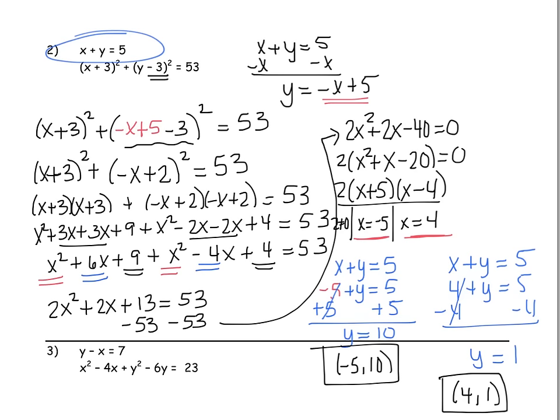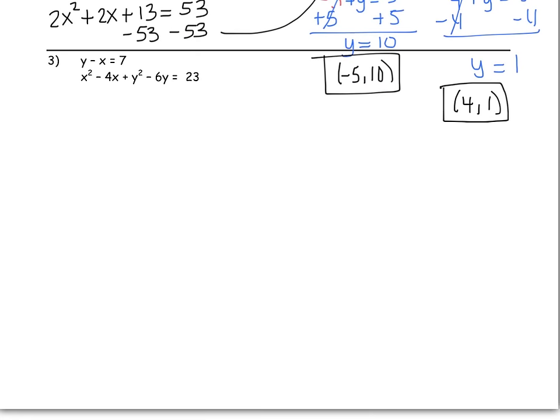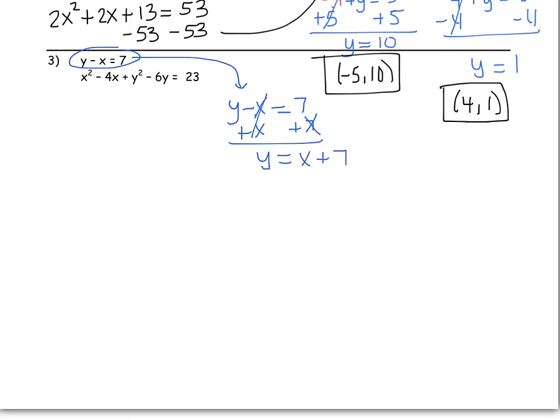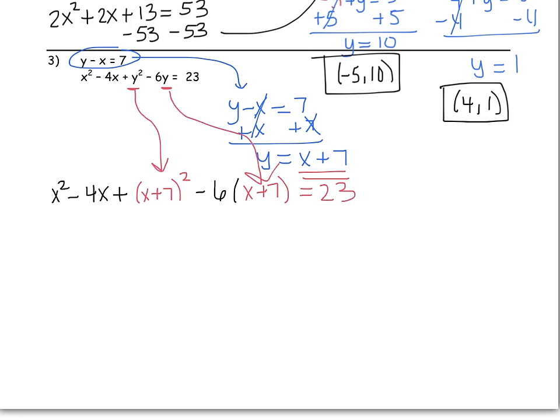Alright, let's do the last example, and then we are out of here. So notice the circle is now written in that general form that we talked about, and here's our line. So the line needs to be in y equals form, so let's do that on the side. So y minus x equals 7. So let's add x. So y equals x plus 7. Alright, that was easy. So now every time I see a y, which I see one here and here, I'm going to plug in x plus 7. So x squared minus 4x plus y, x plus 7, squared, minus 6 times y, which is x plus 7 again, equals 23. So notice, for this y, I plugged in x plus 7. For that y, I plugged in x plus 7.